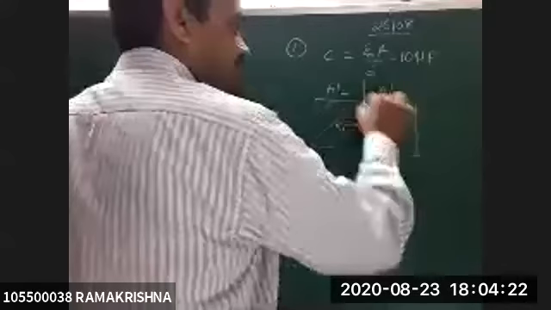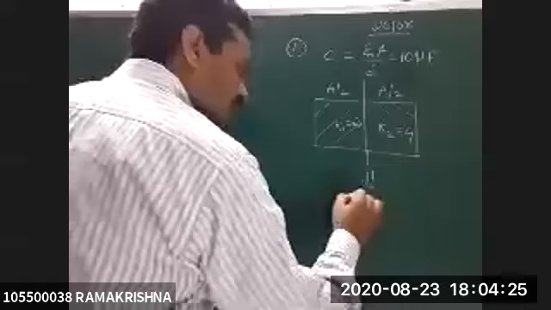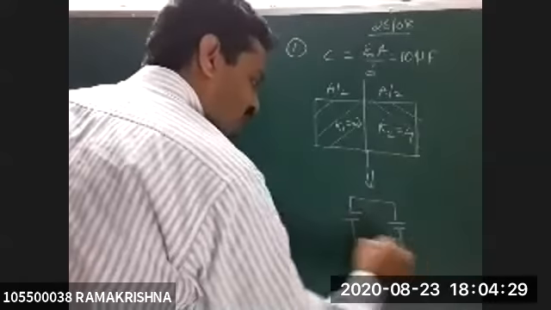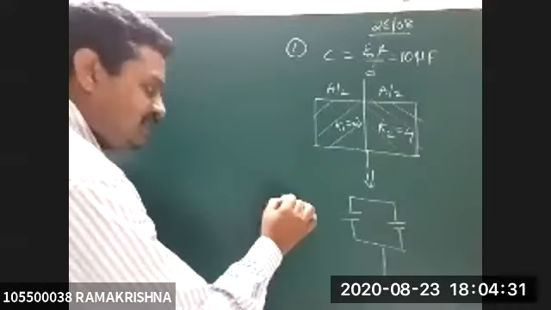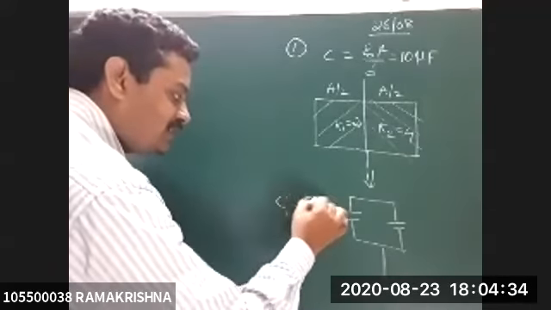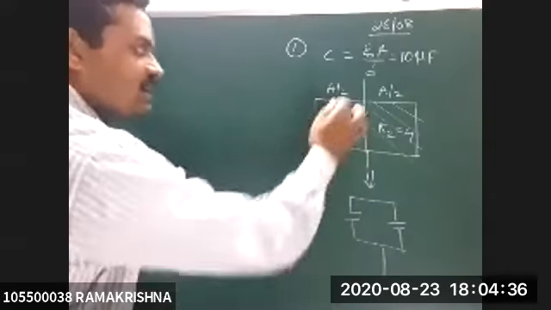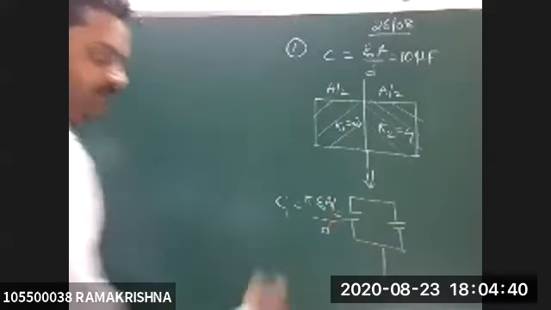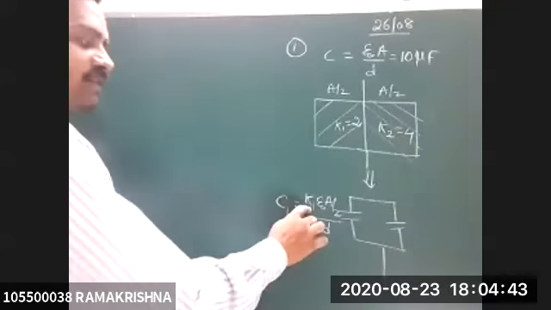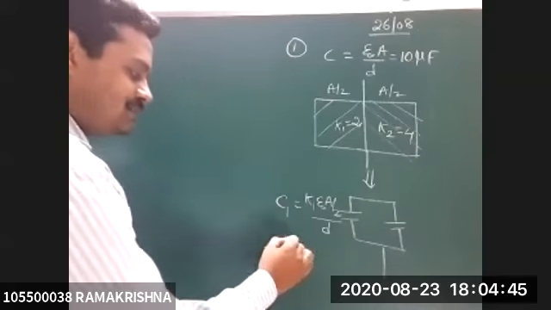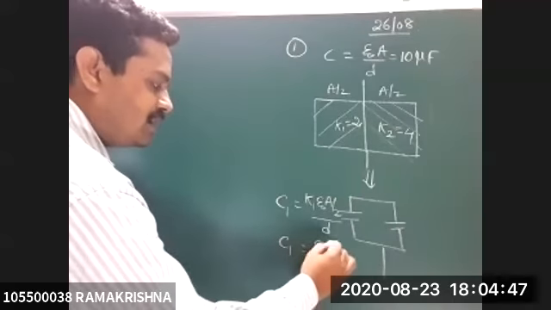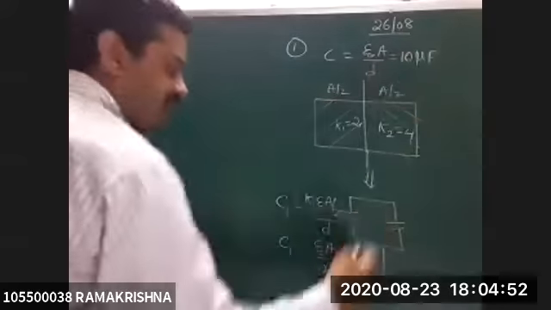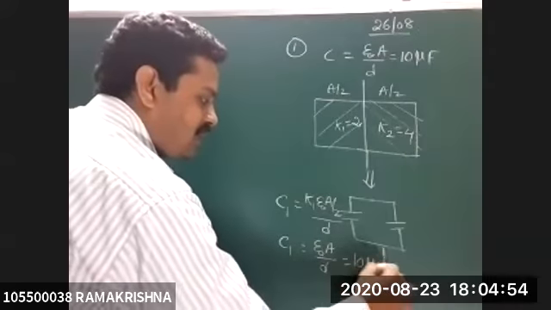So now this arrangement is very much similar to two capacitors connected in parallel, right? Say it is C1 and its value is K1 epsilon naught times the area A by 2, divided by d. The value of K1 is given as 2, which gets cancelled. So C1 is equal to epsilon naught A divided by d, and we know epsilon naught A by d is given as 10, so 10 microfarad.